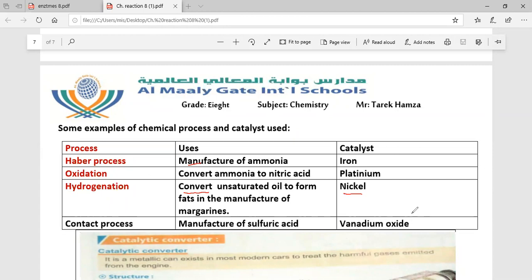Again, the Haber process, manufacture of ammonia, catalyst iron. Oxidation, convert ammonia to nitric acid, the catalyst here is platinum. Hydrogenation, convert unsaturated oil to form fats, manufacture of margarine, the catalyst here is nickel. Contact process, manufacture of sulfuric acid, the catalyst here is vanadium oxide.